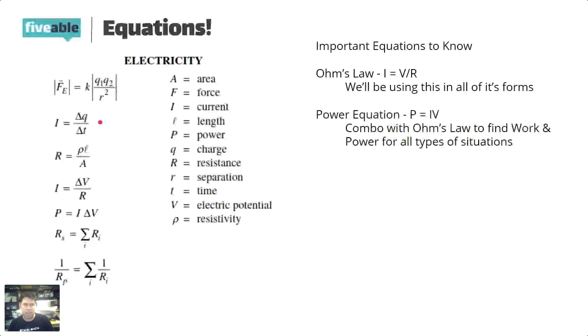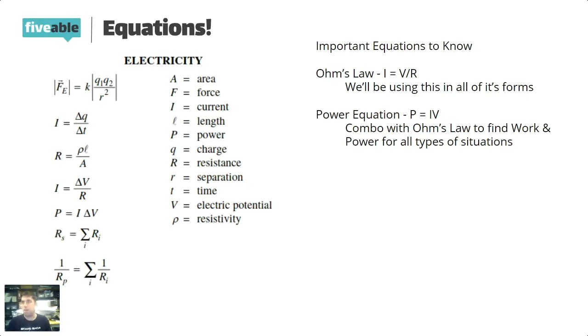Right below that, we have the definition of current. Okay? Current, capital I, is equal to the charge, the amount of charge going through, delta Q, a given point in a given amount of time. So Q over T, charge over time, gives us current. And the more current, the more charge. And the less current, the less charge.